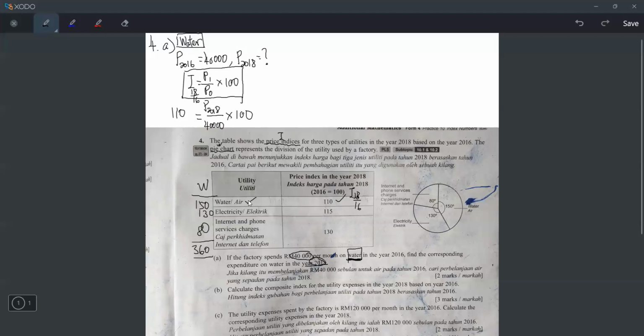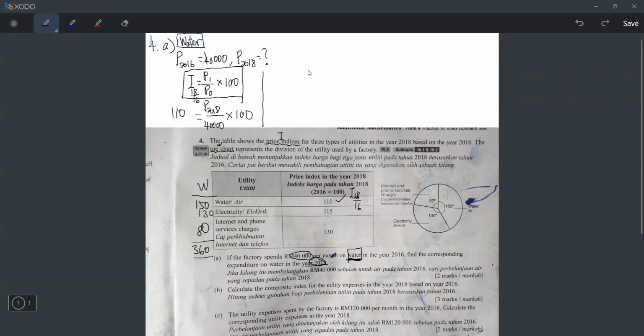What if the question never mentioned any of these? Can you tell me what I have to take? The whole composite index, the average. If the question never mentioned any of these, you take the average. But this one mentions water. So let's calculate it.